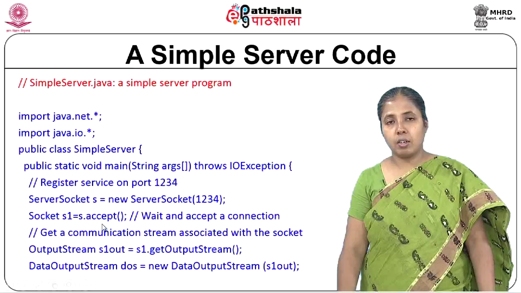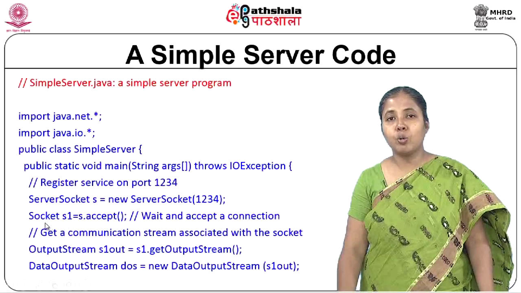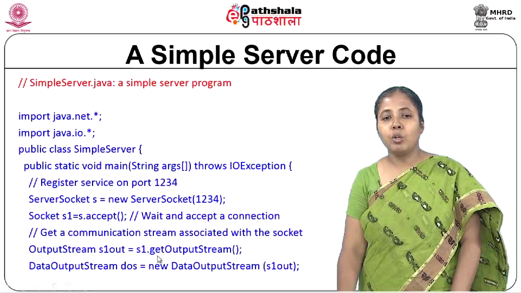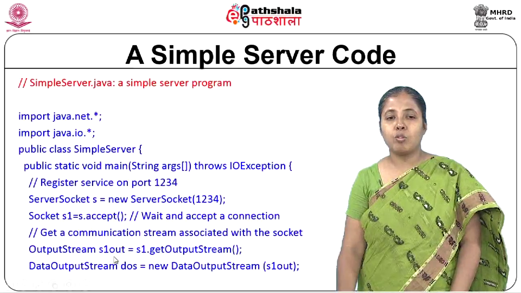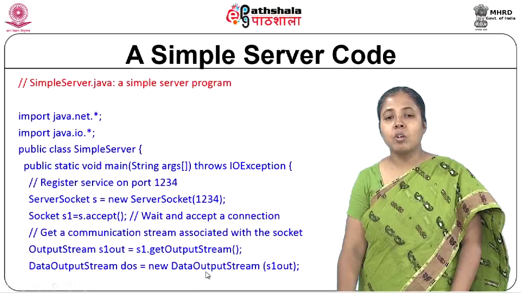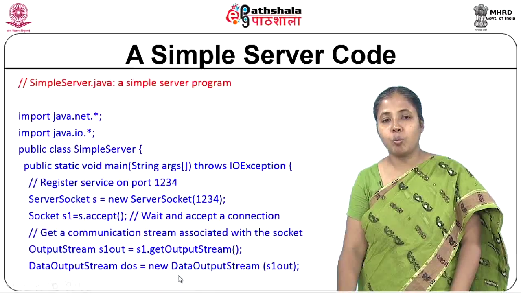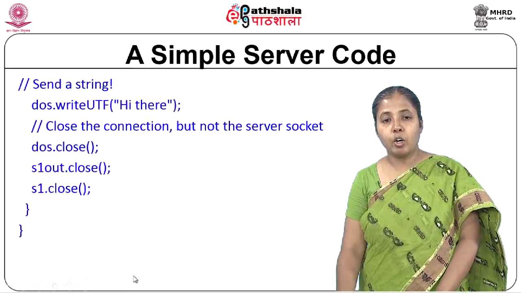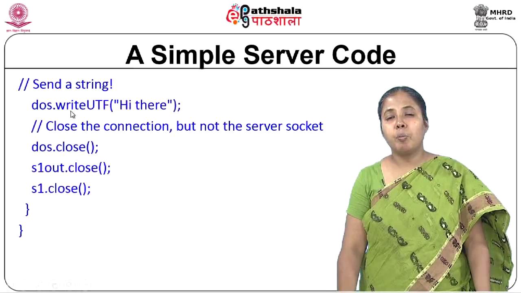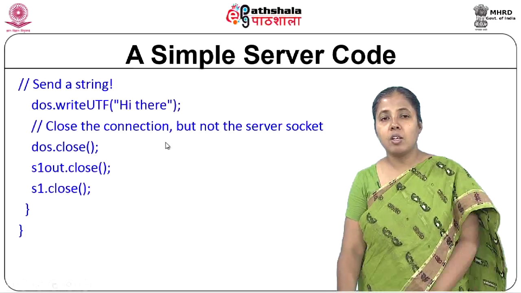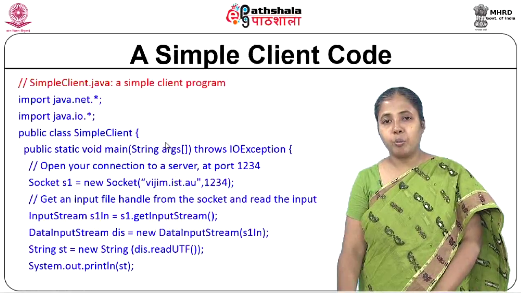Once a client gets connected, this creates a new socket object, and we use getOutputStream to create an output stream object like S1out. We wrap this output stream with a DataOutputStream, creating a new data output stream object, and we send a string to the client using the method called writeUTF, which is supported in the DataOutputStream class.